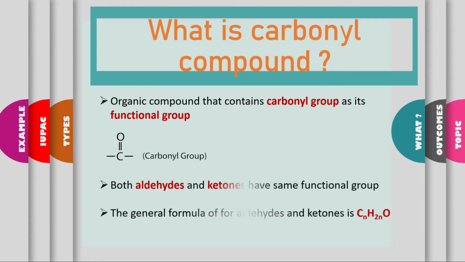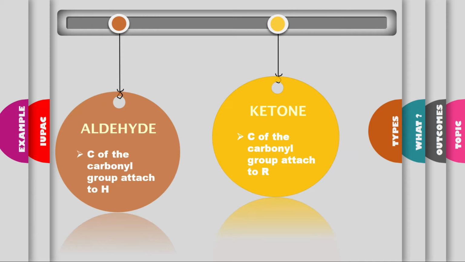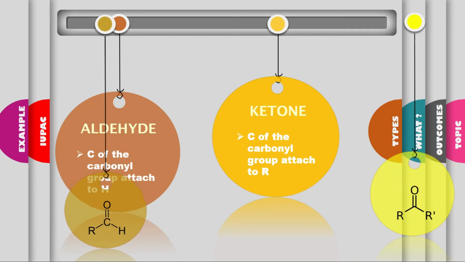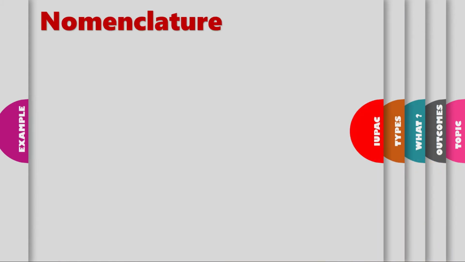Carbonyl compound is an organic compound that contains carbonyl group as its functional group. There are two classes of compound that contain carbonyl group as their functional groups. There are aldehydes and ketones. The general formula for aldehydes and ketones is CnH2nO. For aldehyde, the carbonyl carbon is attached to at least one hydrogen atom, while for ketones, the carbonyl carbon is bonded to two carbon from alkyl groups.